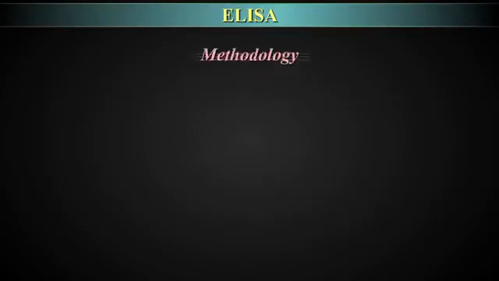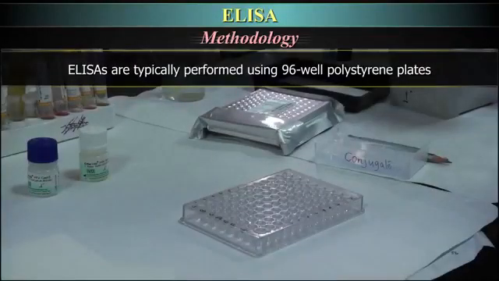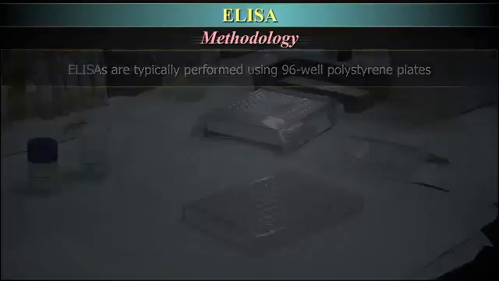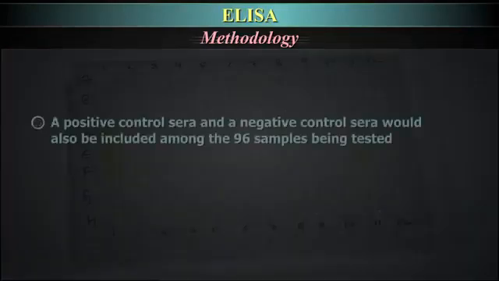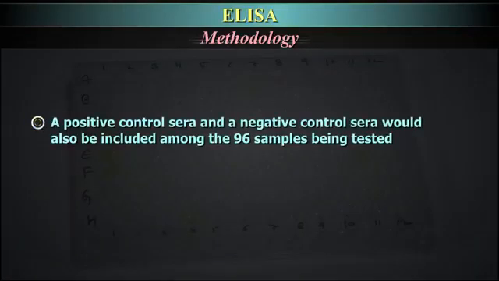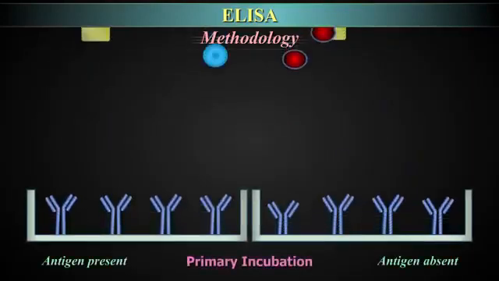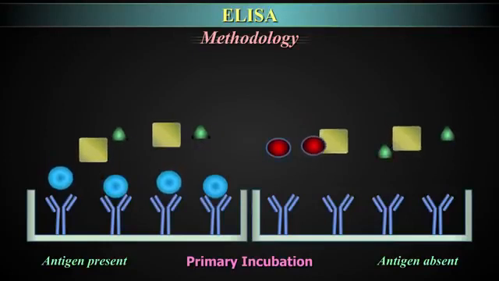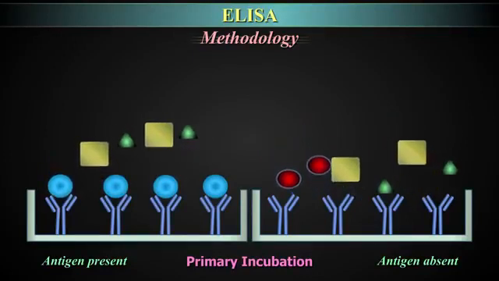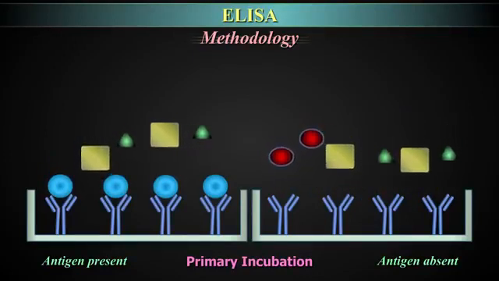Methodology. ELISAs are typically performed using 96 well polystyrene plates. The serum is incubated in a well and each well contains a different serum. Positive control sera and negative control sera would also be included among the 96 samples being tested. Antibodies or antigens present in serum are captured by corresponding antigen or antibody coated onto the solid surface.